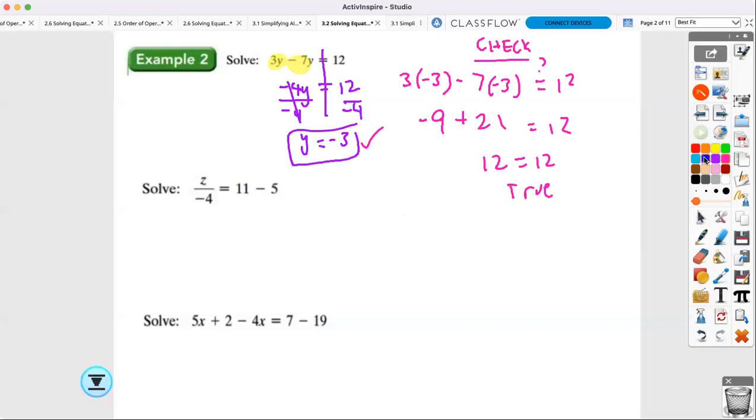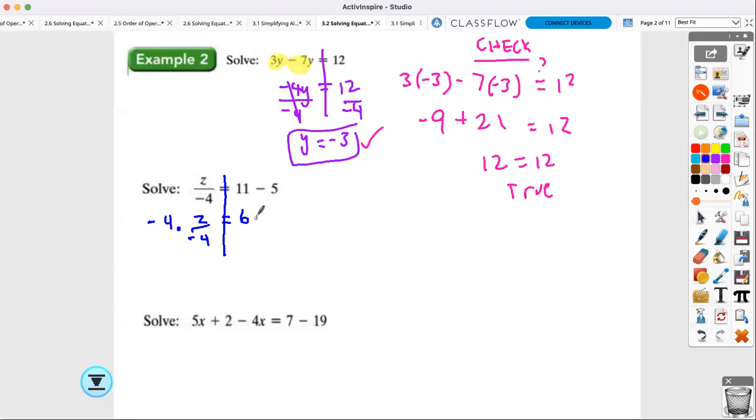Let's take a look at the second example right here at the bottom. Z over negative 4, or Z divided by negative 4, equals 11 minus 5. Now, before I multiply by the negative 4 to get Z by itself, I can simplify the right side by subtracting 11 minus 5. 11 minus 5 is 6. Bring down the Z divided by negative 4. Now, the opposite of dividing is multiplication, right?